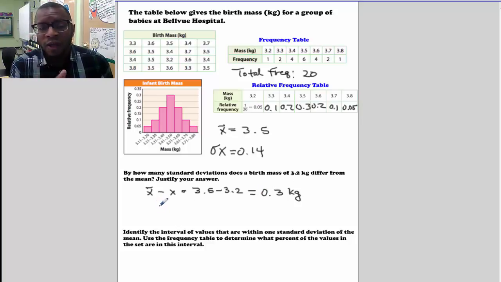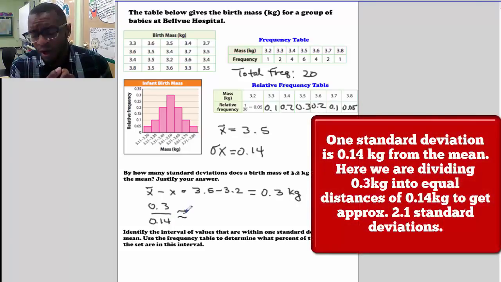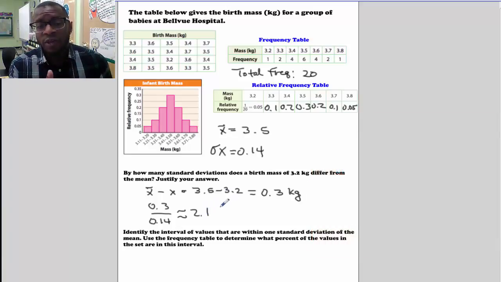Okay, and so to find how many standard deviations this is away from the mean of 3.5, we take this distance and divide it by our standard deviation, which is 0.14. When we do that, we get approximately 2.1. So this tells me that my birth mass of 3.2 kilograms is approximately 2.1 standard deviations away from the mean of 3.5.